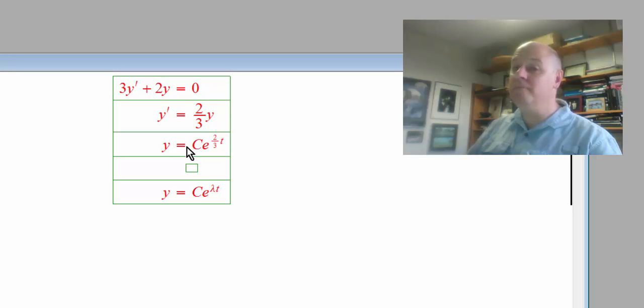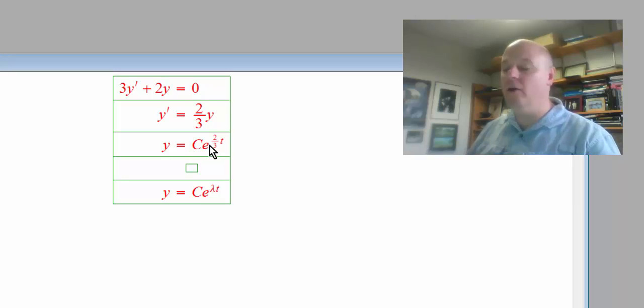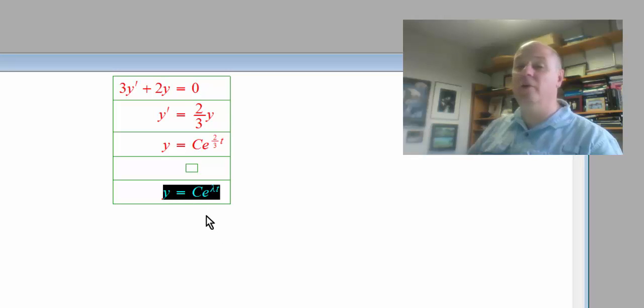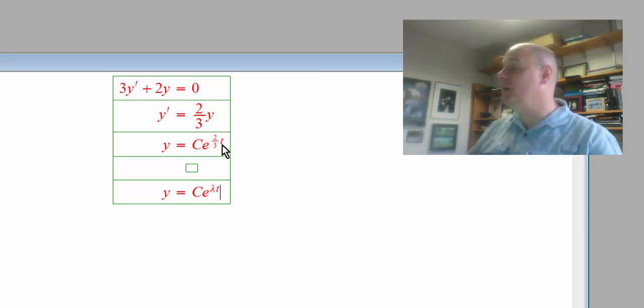How do I get this constant? Initial conditions. In fact, we know this constant is going to be y naught. This constant c is going to be equal to the value of y when time is equal to 0. So we're getting a solution of this form: y is equal to some constant times e to some number times t. And the number is connected to the 2 and the 3 here. So the number, the 2/3, the lambda in this case, is connected to the differential equation. The constant is connected to the initial condition.